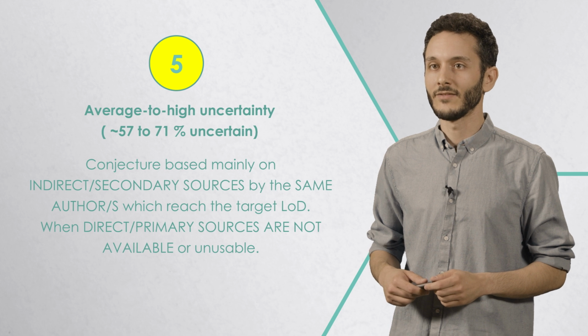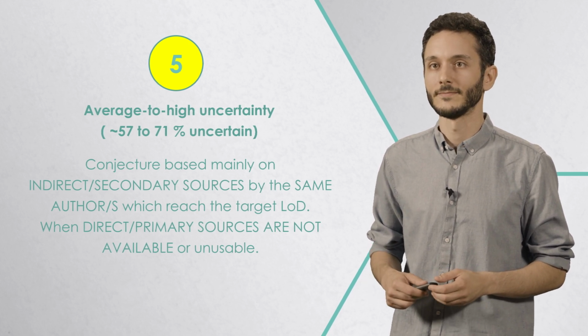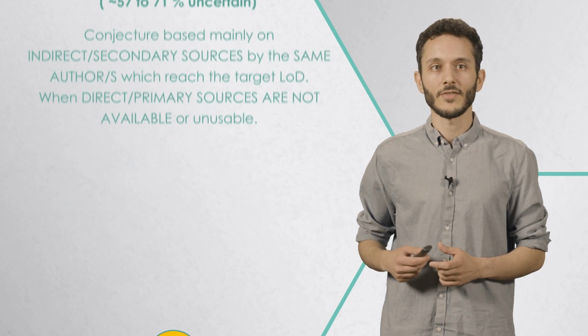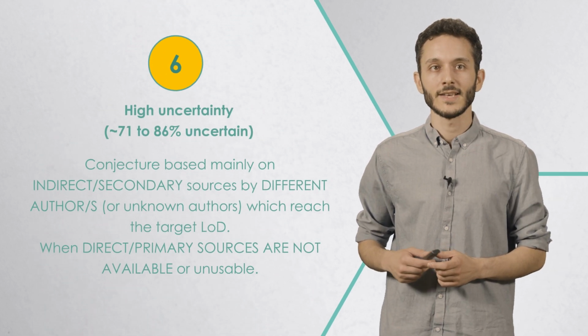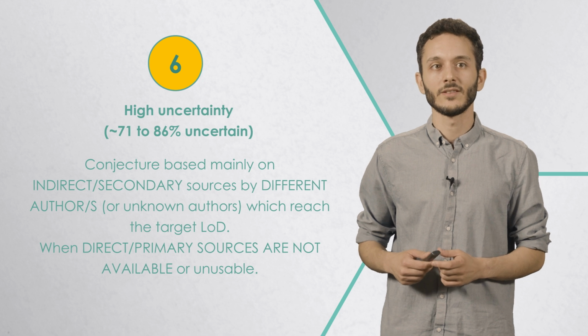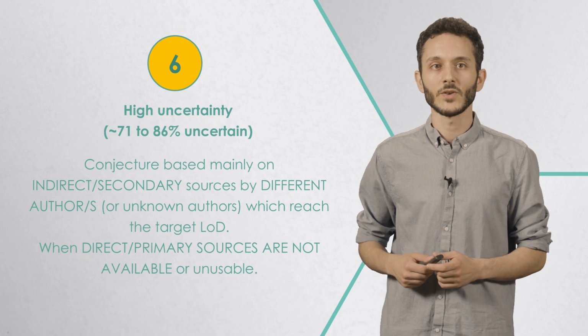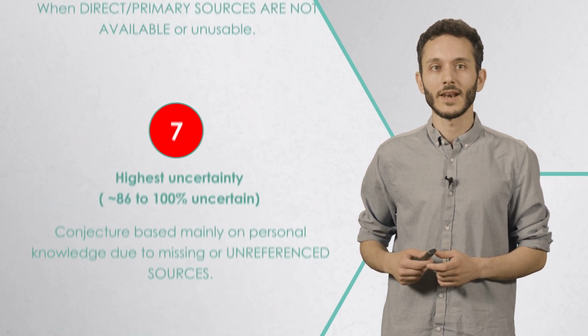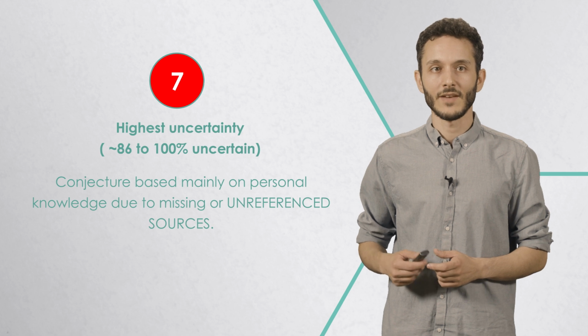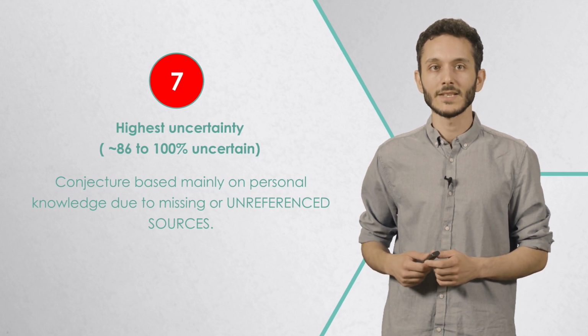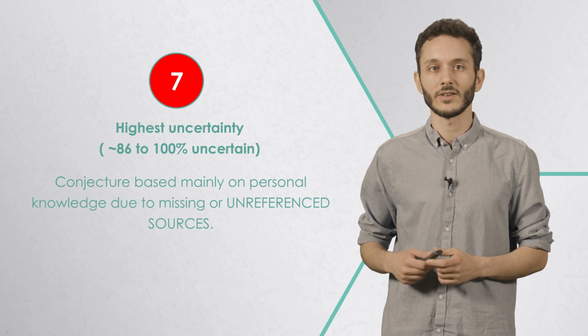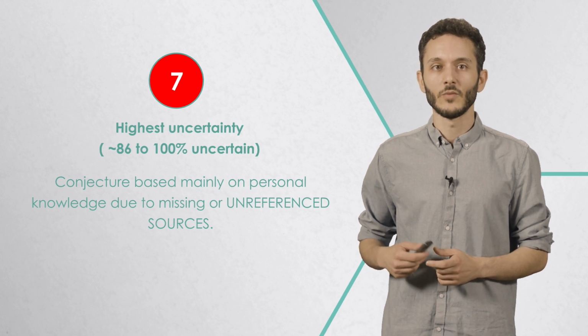Elements assigned to this level are mainly reconstructed from indirect or secondary sources by the same author. The sixth level, represented by the color orange, has high uncertainty. Elements assigned to this level are mainly reconstructed from indirect or secondary sources by different authors. When no source has been found or declared, we move to the last level of uncertainty. The seventh level, represented by the color red, has maximum uncertainty. Elements assigned to this level are exclusively reconstructed without documentary reference or based on hypothesis.